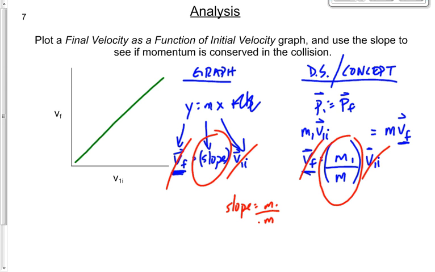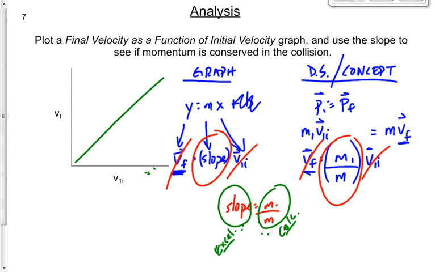Now, you're going to get the slope from Excel. You're not going to need to calculate that by hand. The graph that you plot right here on Excel will give you the slope. You're going to calculate this. You're going to calculate this. If these two numbers are the same, what have we just found? The law proves to be correct. Well, how do we make that conclusion?